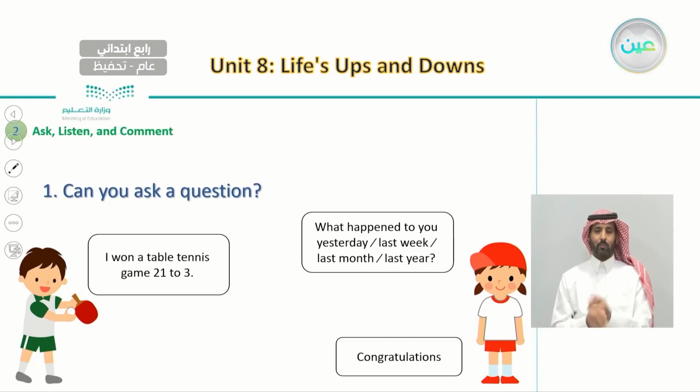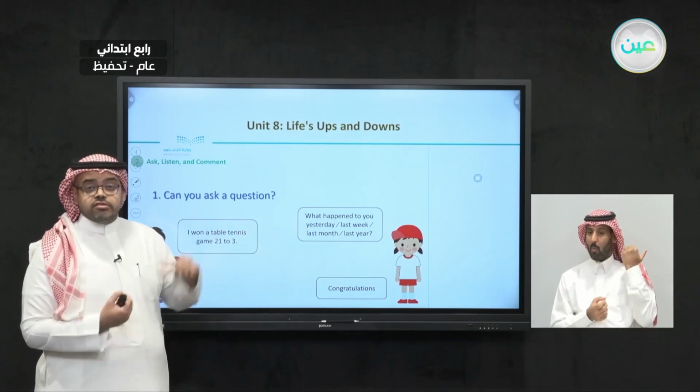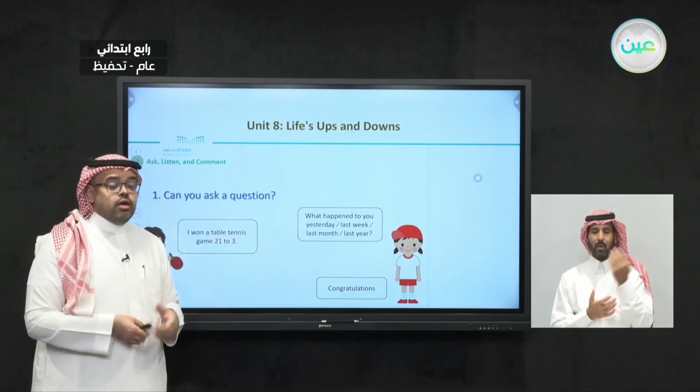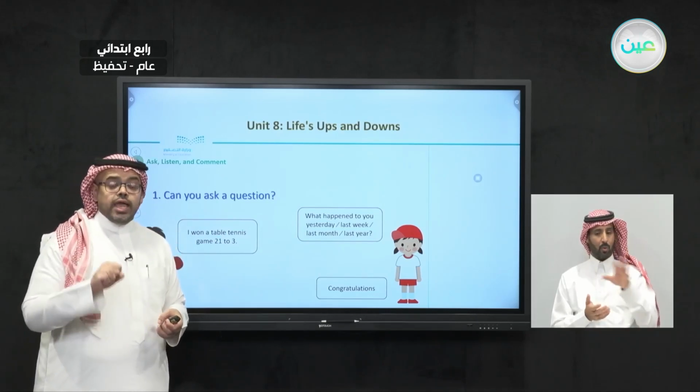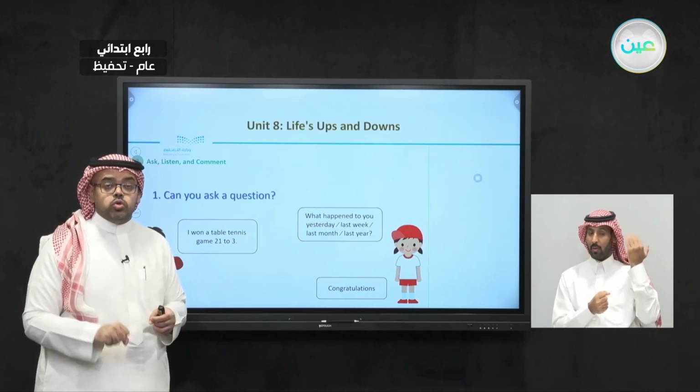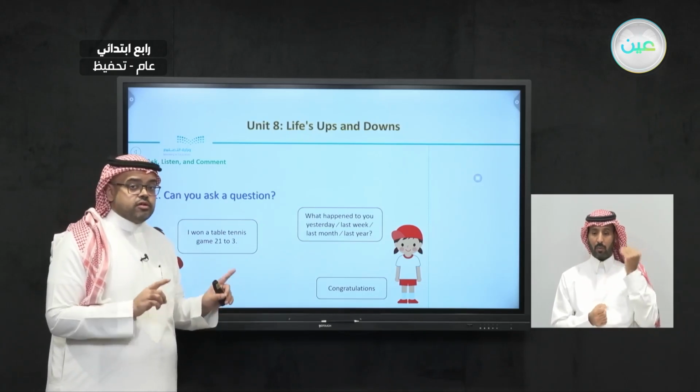So the first question we have here is, what happened to you yesterday? Or last week? Or last month? Or last year? So here, with all of these possibilities, whether you're talking about something that happened last year, yesterday, or last month, the answer will have to use regular or irregular forms of the past verbs.